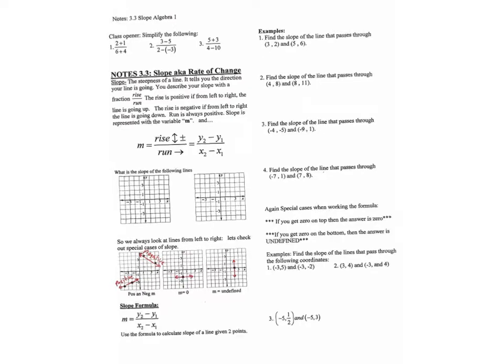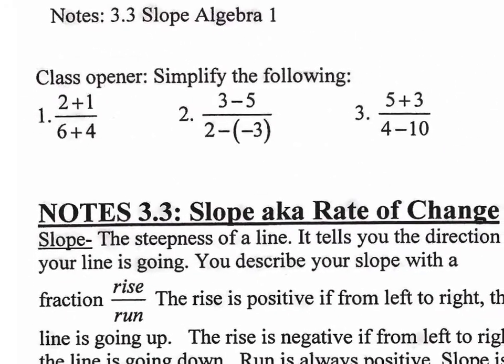So you should be able to do these guys. It's a class opener, technically, for these set of notes. For example, number 1, we have 2 plus 1 on top over 6 plus 4 on the bottom. You do the 2 plus 1 on top and you get what? 3. And on the bottom? Could you reduce? No. Okay, so go ahead and do the rest. That's the answer, 3/10 for number 1. Go ahead and do the rest.